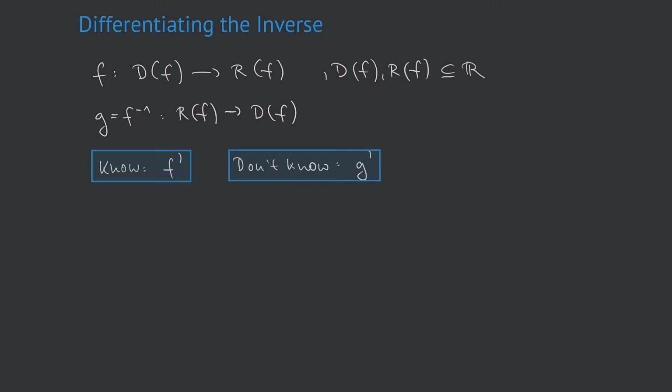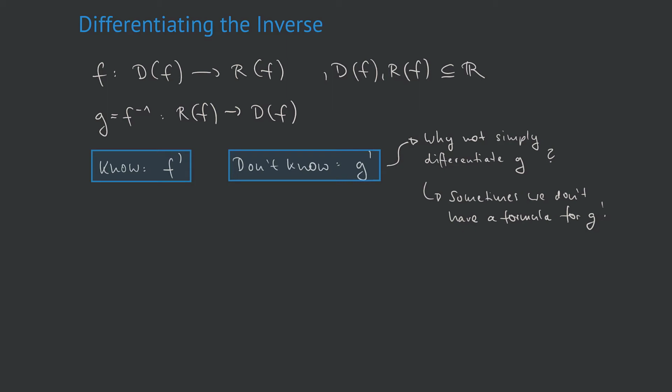Now you could say, well, that's not a problem, we just take g and differentiate it. The answer is that we sometimes just don't know g. That means that we sometimes don't have a formula for g, even though we have a formula for f. In such cases, there is a way to find the derivative of g anyway, without knowing g. We will first have a look on how that is done on a formal level, and will later illustrate that graphically. In fact, the mechanism behind differentiating the inverse is a very beautiful application of the chain rule for differentiation.